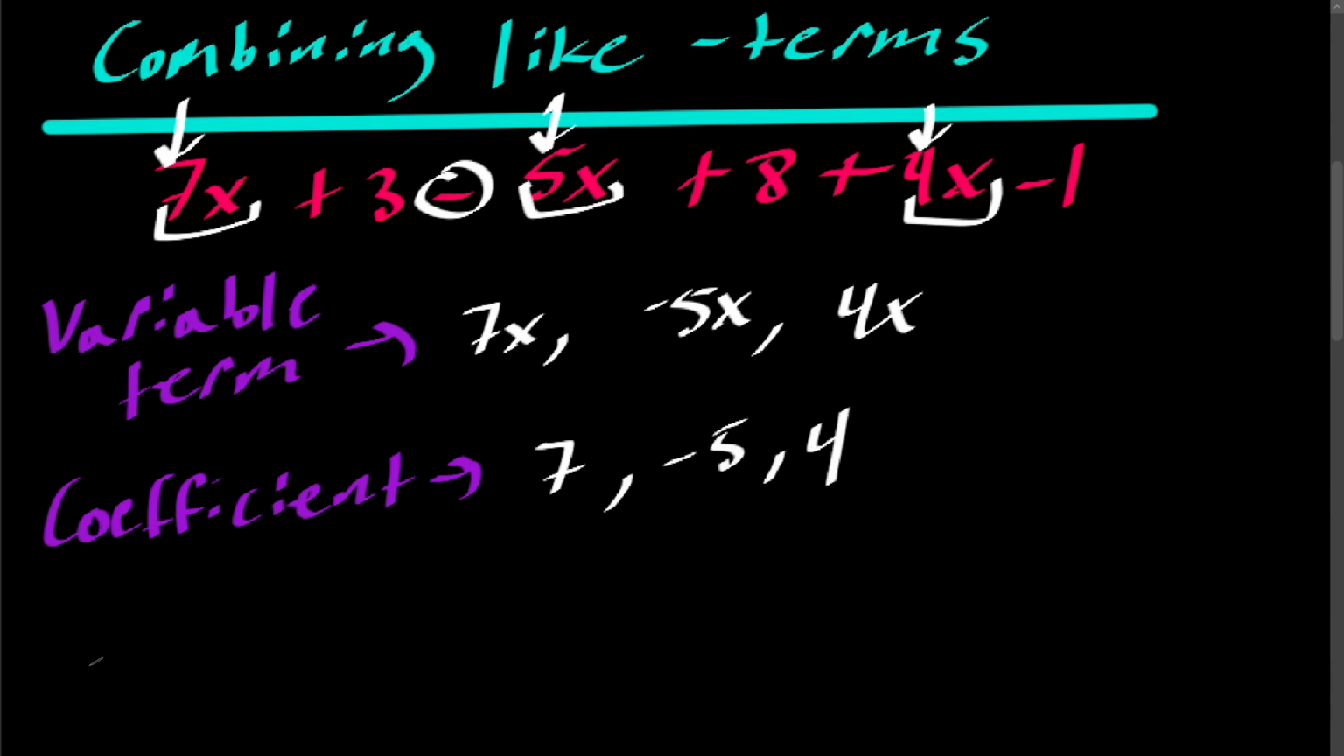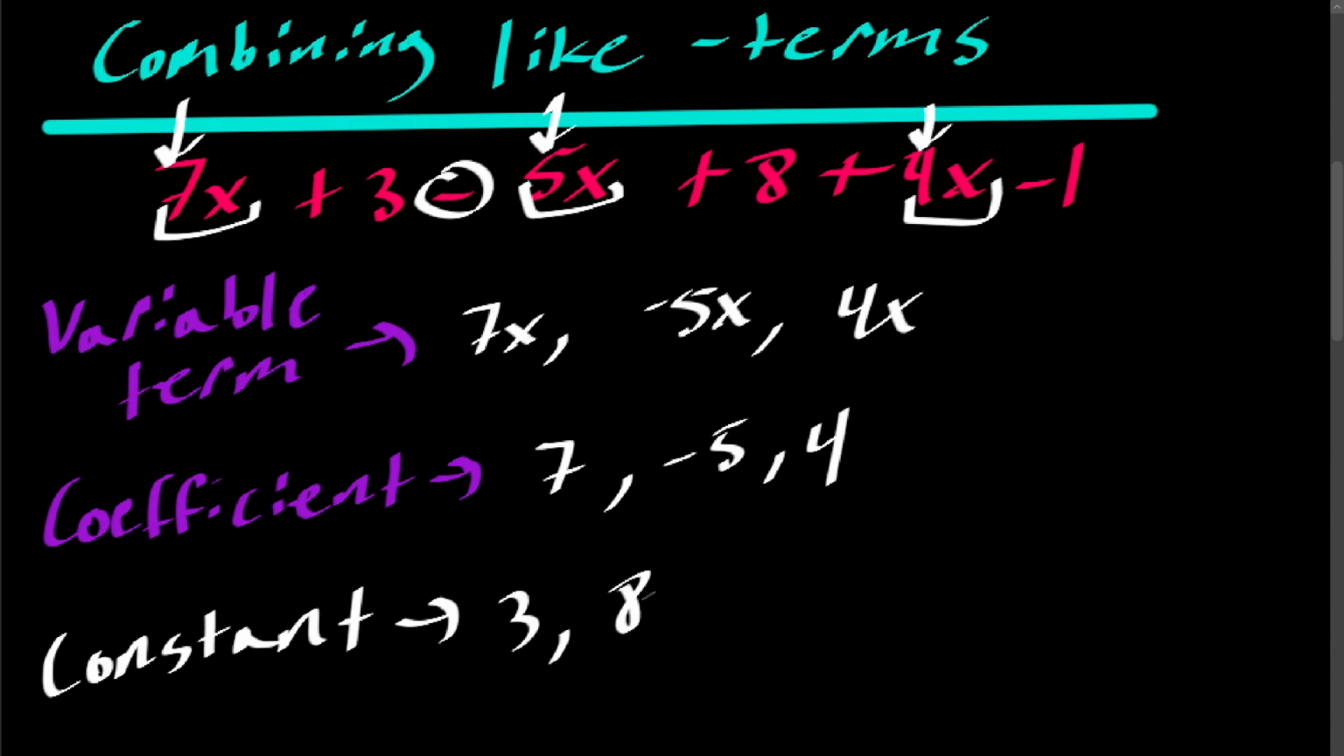And then the last thing is a constant. Essentially, a constant is just a number without a variable. In this problem, the constants would be 3, 8, and negative 1. Now that we've gone over that, let's dive into how we combine like terms.